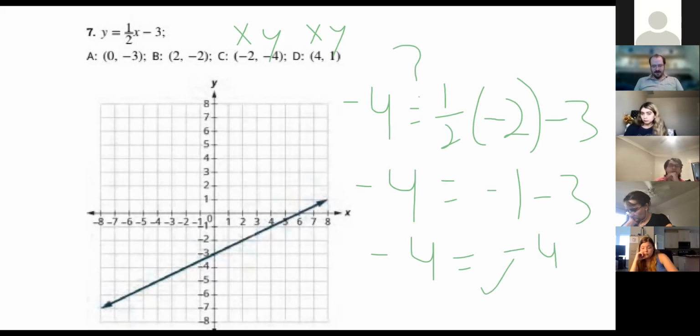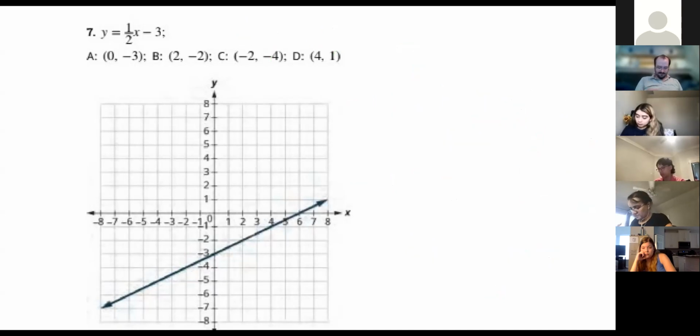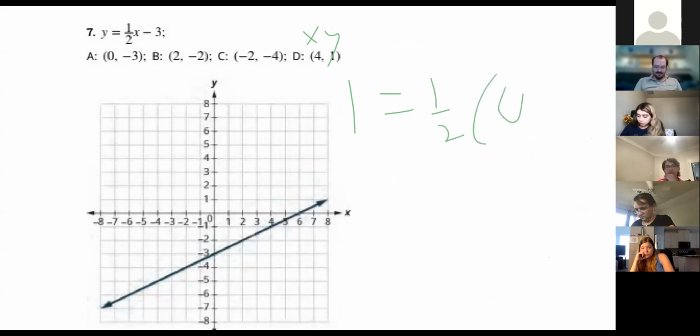And if you look, this should also be a point on the line, right? (-2, -4) is right there. Yes, it's on the line. It is a solution. It is a point on the line. Last one. This is my x, this is my y. It should look like 1 equals 1/2 times... the x is 4, and we're subtracting 3.